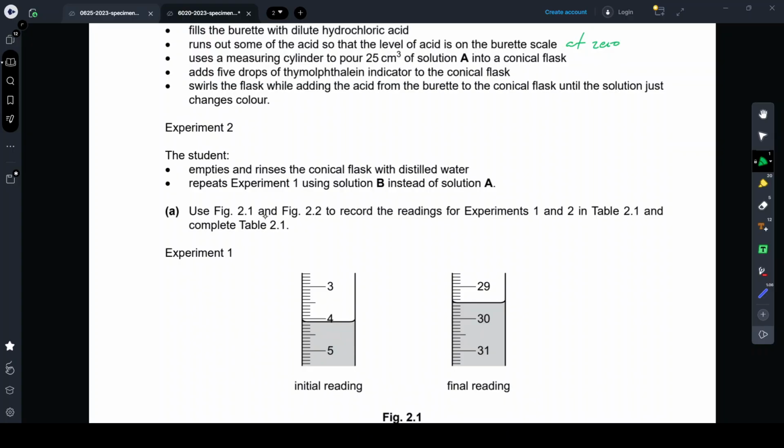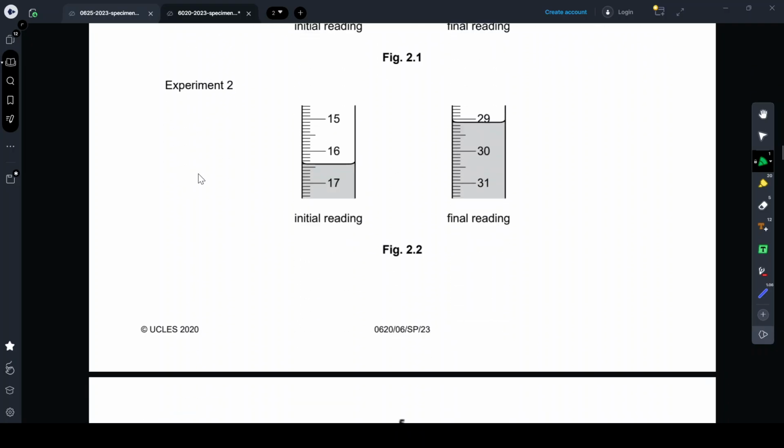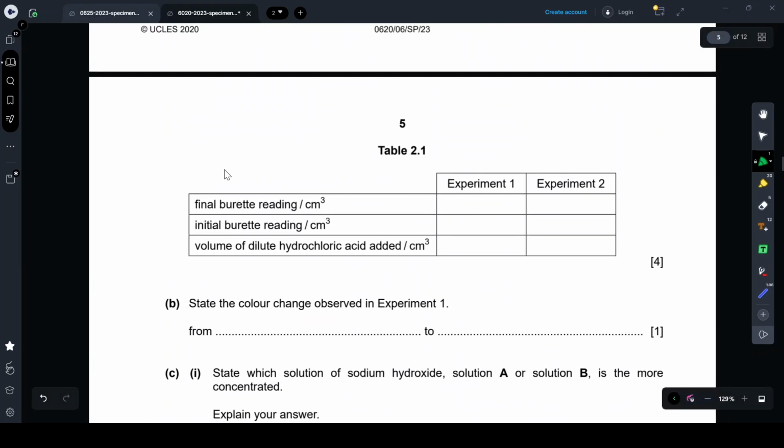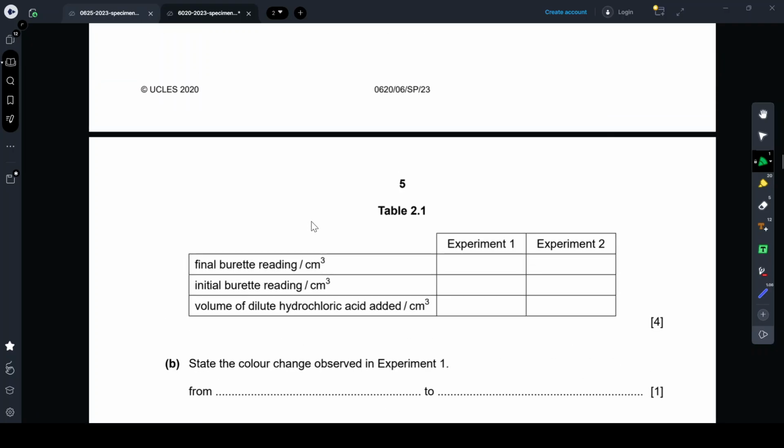So figure 2.1 and 2.2. Use these to record readings for experiments 1 and 2 in table 2.1 and complete table 2.2. Okay, so what's the table now? You've got final burette reading, initial burette reading, and volume of dilute hydrochloric acid added.